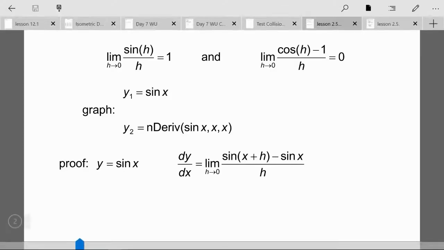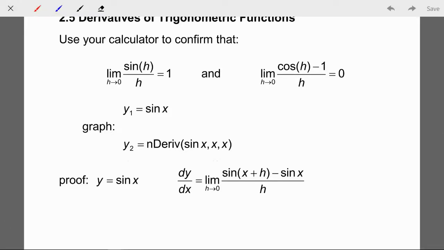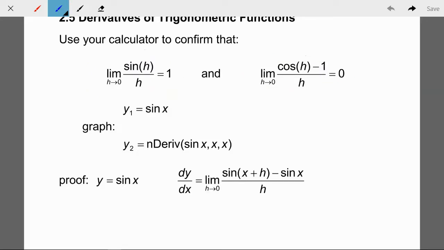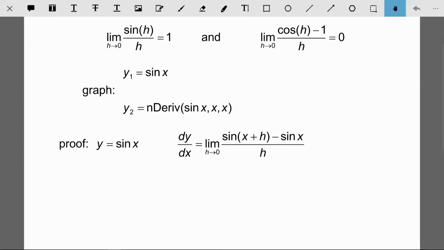So it says on here to use your calculator to confirm these limits. I'm just going to assume that you've looked at that and you know these limits are true. One of them we've already talked about before. Remember we did sine x over x, but it's the same idea. The limit as h approaches 0 of sine h over h is 1. And then this second limit we actually looked at on one of the warm-ups where we multiplied by cosine x plus 1. You could do this one that way as well, but you can also just look at it graphically. So the main thing is we have to know the result of those two limits to be able to show that the derivative of sine is cosine.